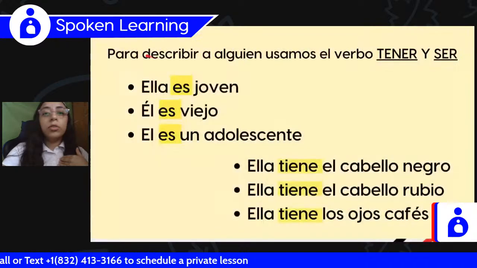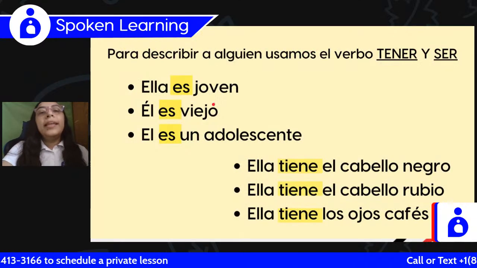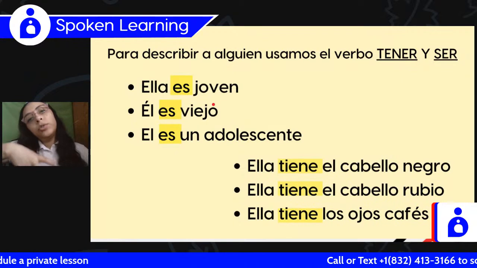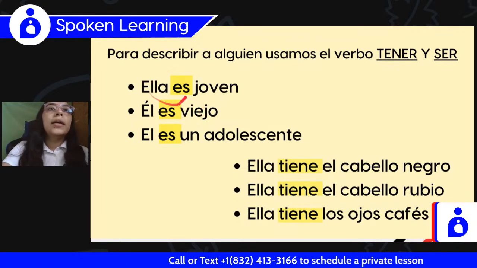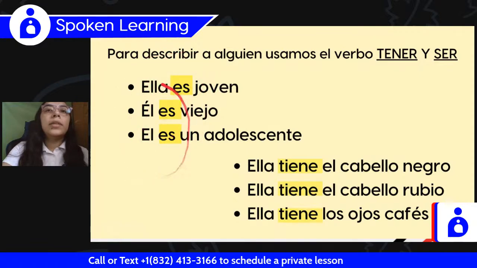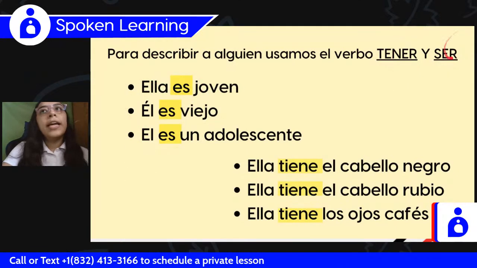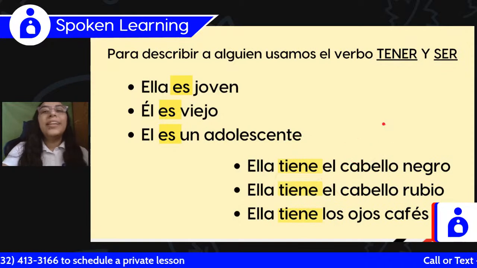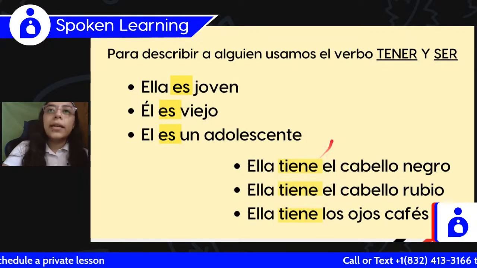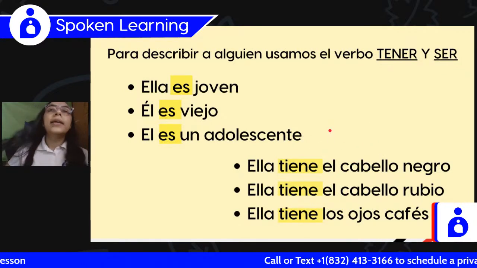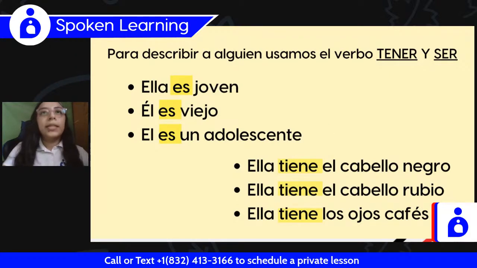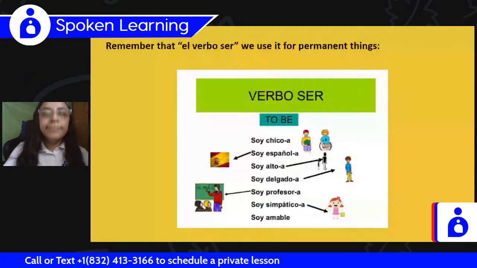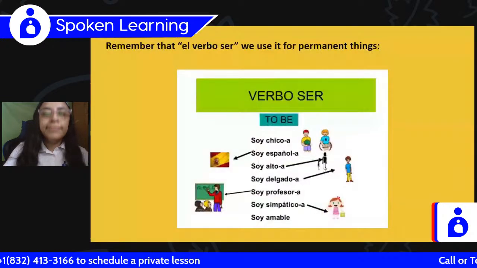And let's see what else. Remember, there are some situations where we are going to use verbo ser and some others where we are going to use verbo tener. In this case, if we are talking about the age, verbo ser. And if we are talking about things that we have, tener. Like I have my long hair. I have my brown eyes or something like that. So it depends on the context.